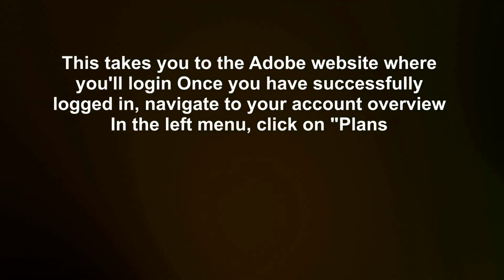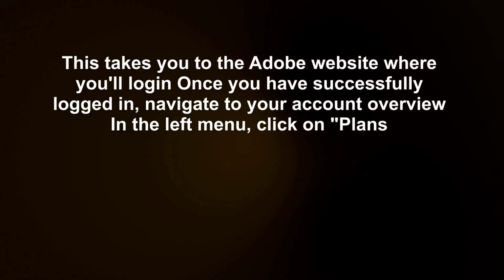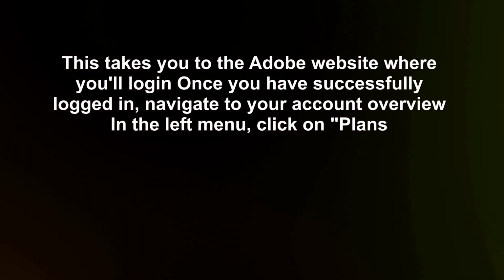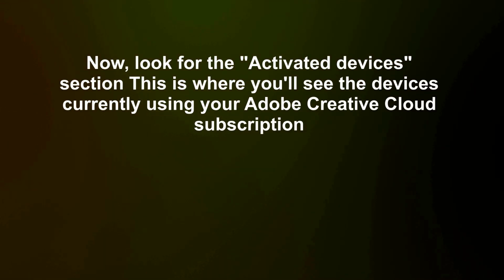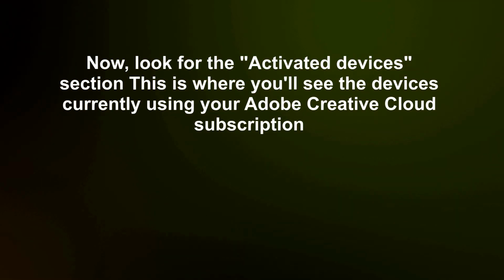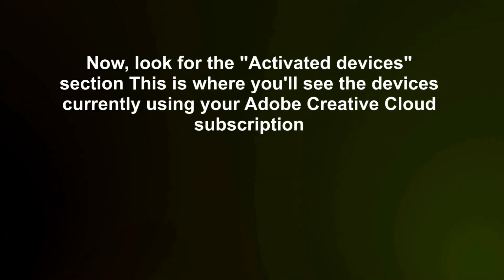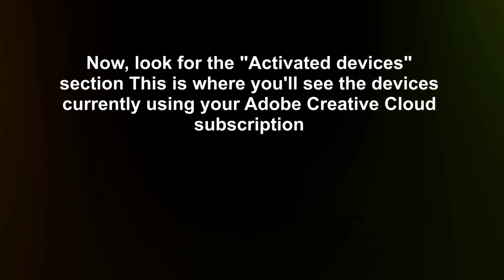Once you have successfully logged in, navigate to your account overview in the left menu. Click on Plans. Here, you will scroll down and you will see Manage Plan. Select Manage Plan. Now, look for the Activated Devices section. This is where you'll see the devices currently using your Adobe Creative Cloud subscription.